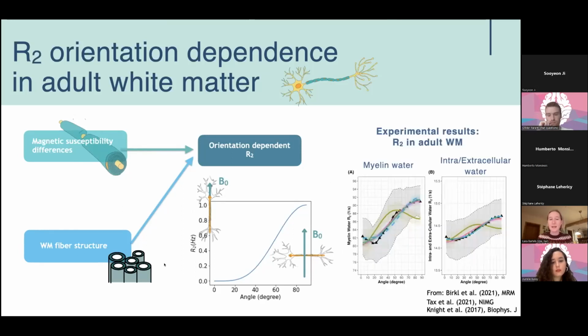And this modeling was suggested by Knight and is actually in really good agreement with the experimental results that have been done so far on the orientation dependence of R2 relaxation. One example is shown here from the work of Bartels from 2021, where they showed that for both the myelin water as well as intracellular water, the predictions from this susceptibility-based model agree really well with the observations that they have in vivo.